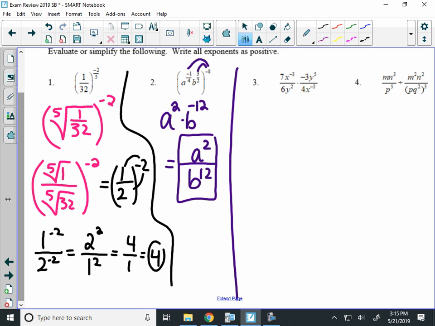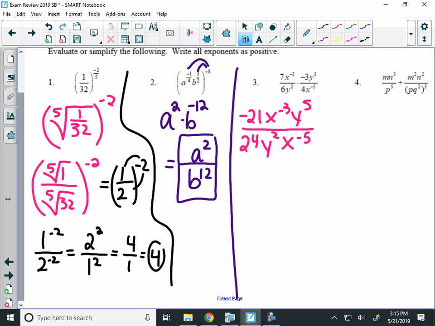Number 3, I'm multiplying. So I'm going to start by multiplying the numbers, the coefficients. 7 and negative 3 is negative 21. I'm going to leave the x's and stuff alone for a second. I'll move those in a minute. I'm going to deal with the numbers here. 6 times 4 is 24. Y squared x to the negative fifth.